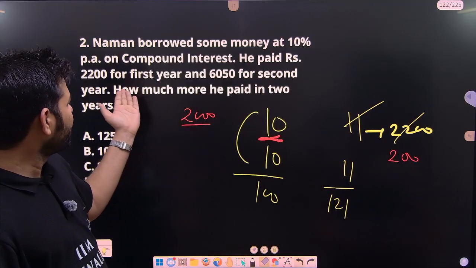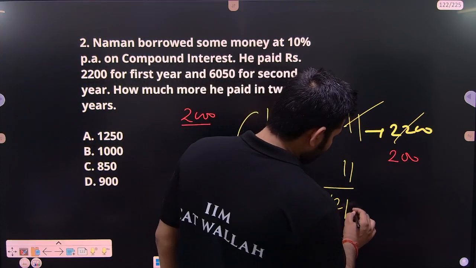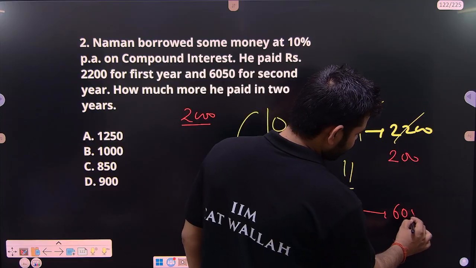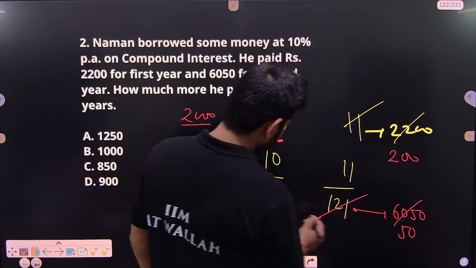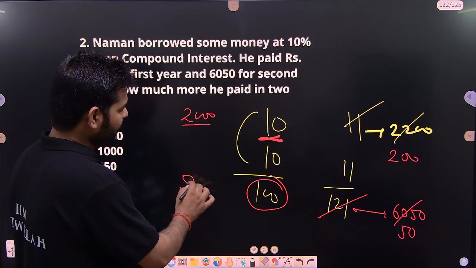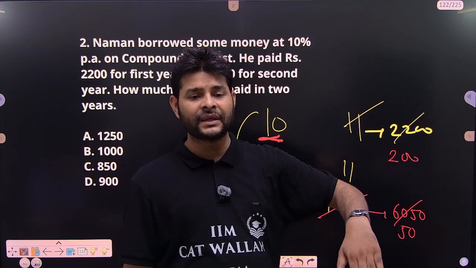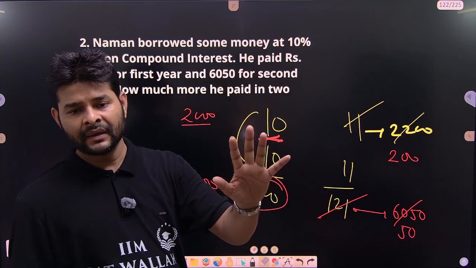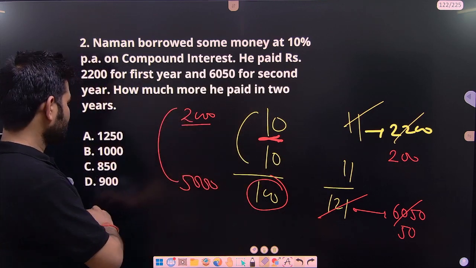And the next installment he paid 6050. So that value is going to represent 6050. So 1 unit value would be 50, so 100 units would be 5000. So basically when the borrower paid 6050, in this 6050 he paid 5000 as principal. So the total principal he paid is 7000.